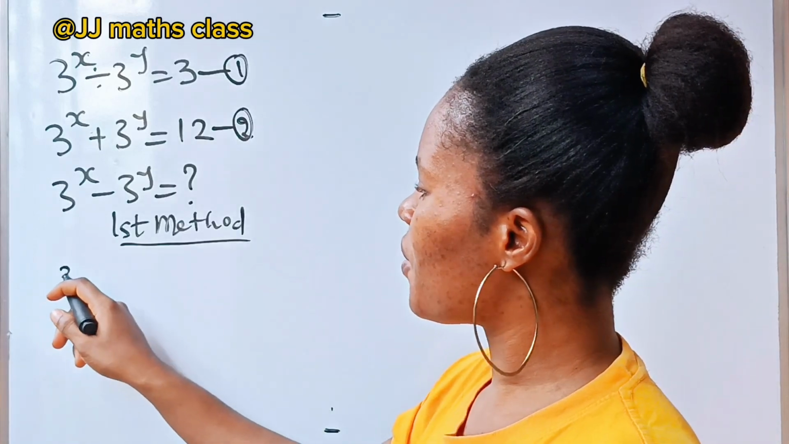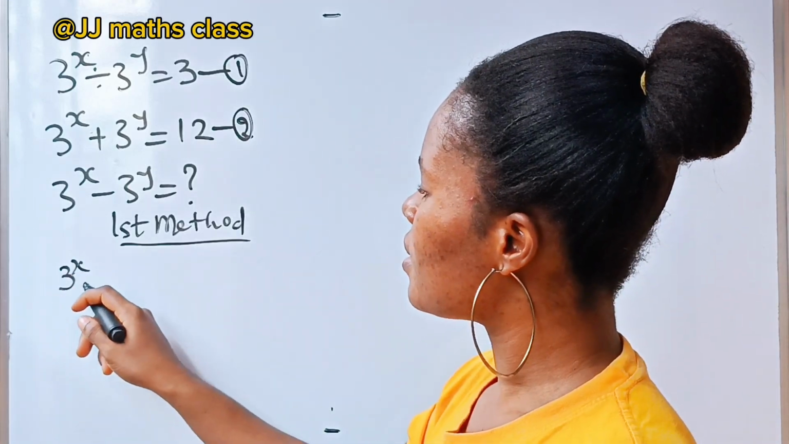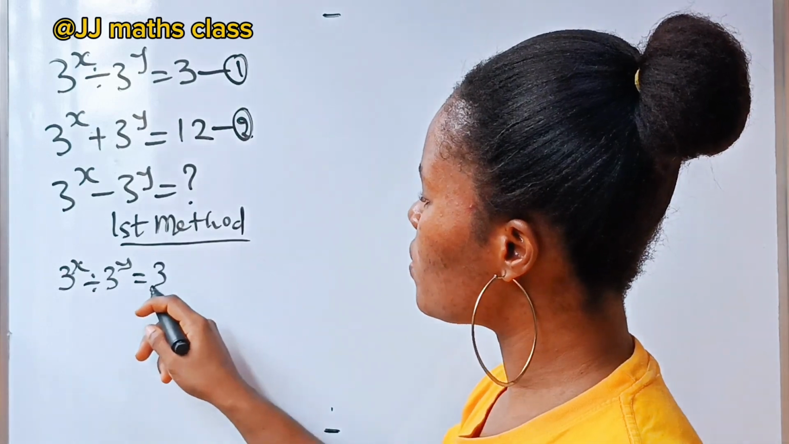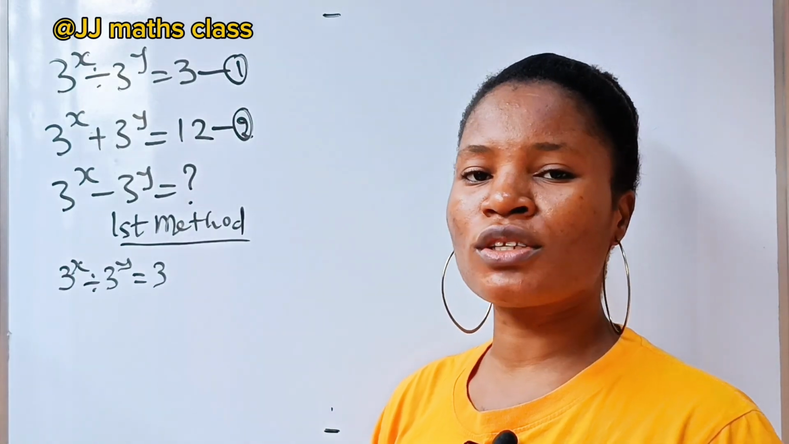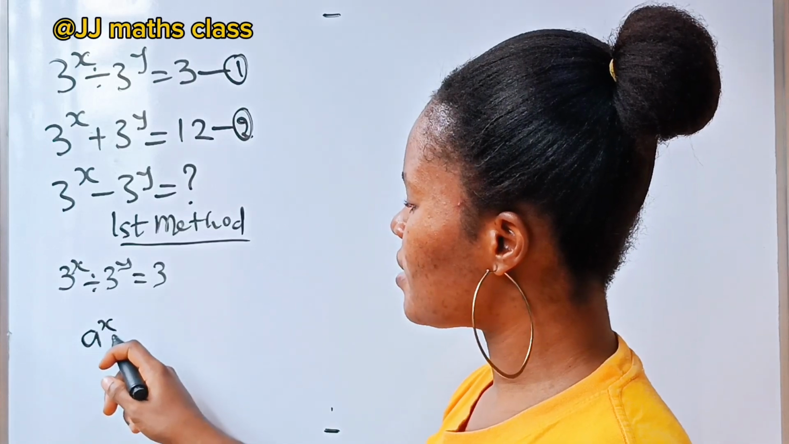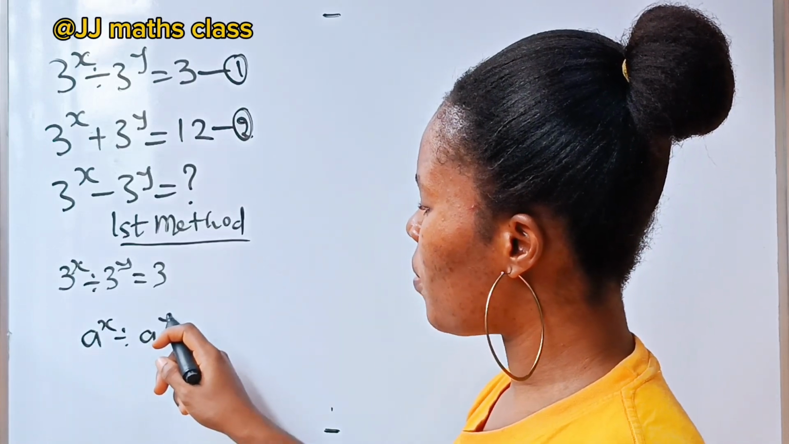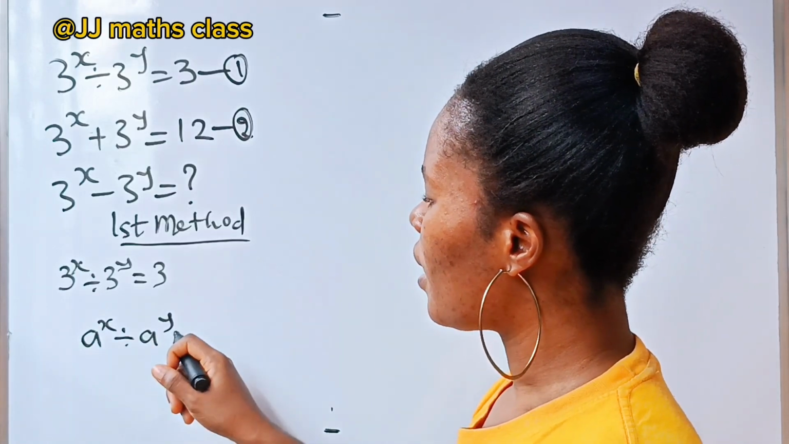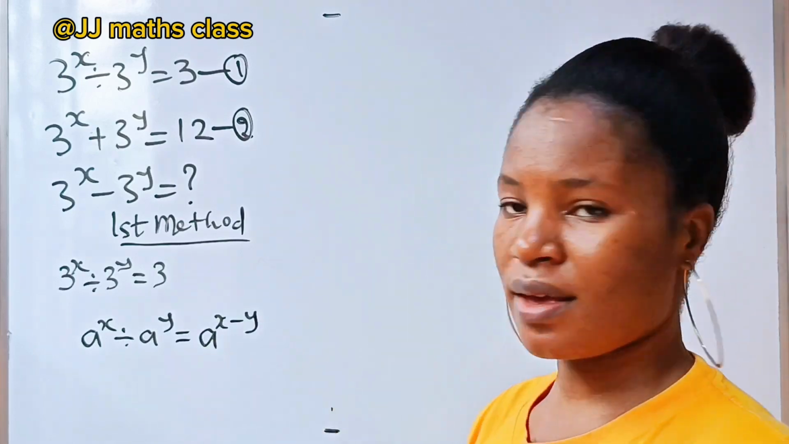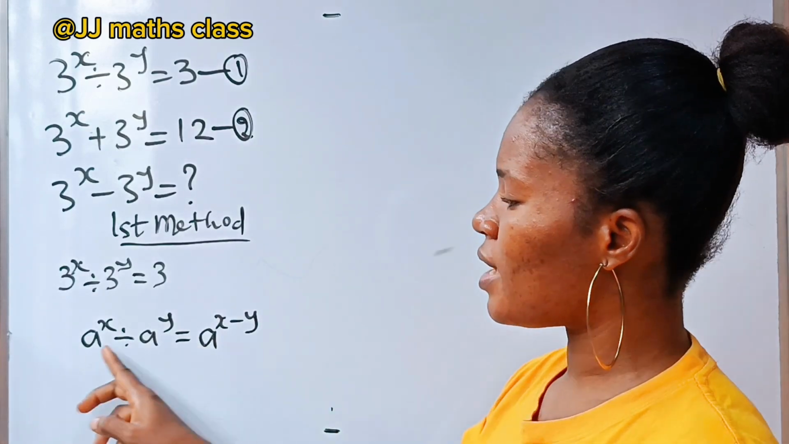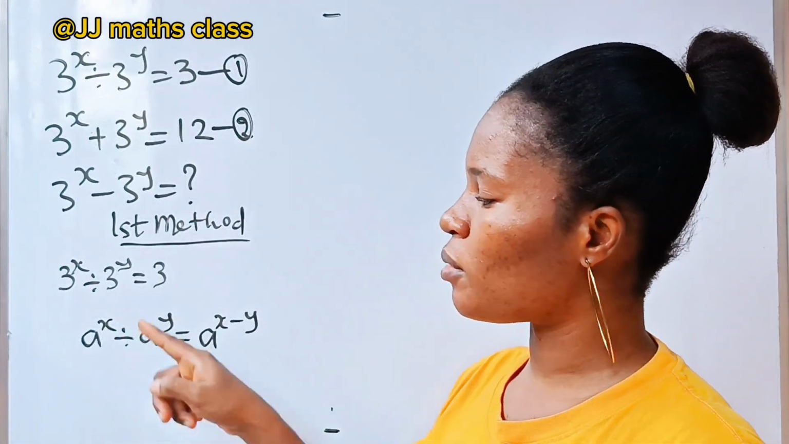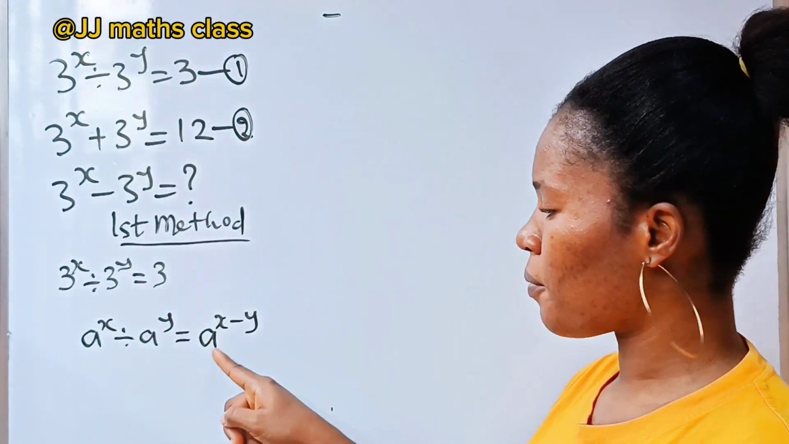We are told that 3 to the power of x divided by 3 to the power of y is equal to 3. Now recall the law of indices that states that a to the power of x divided by a to the power of y is equal to a to the power of x minus y. Once they are the same base and they are dividing each other, all you need to do is to subtract the powers and pick one base, okay?